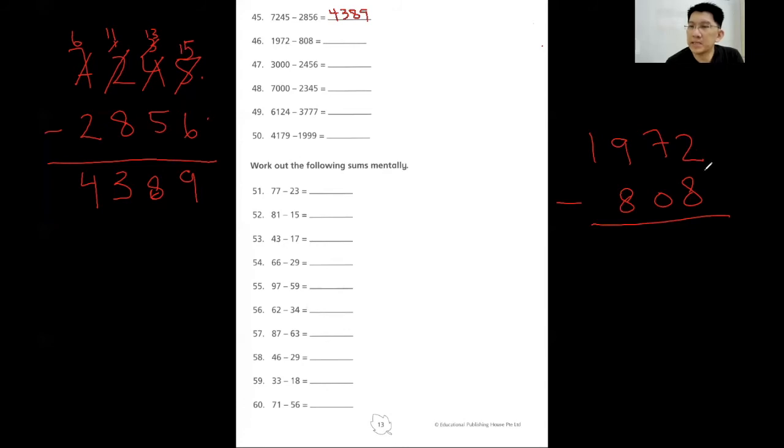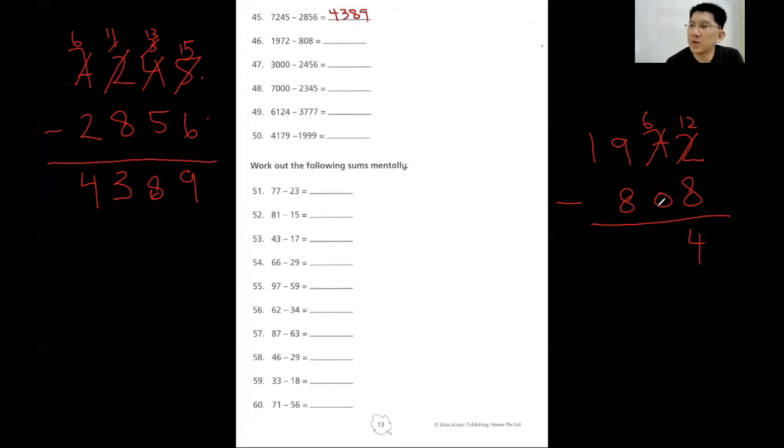2 minus 8, 2 is smaller than 8. We can't do that. Let's borrow from 7. So now it becomes 6, because I get 10 here. 2 gets 10, becomes 12. So 12 minus 8. We can do 12 minus 8. 12 minus 8 is 4.